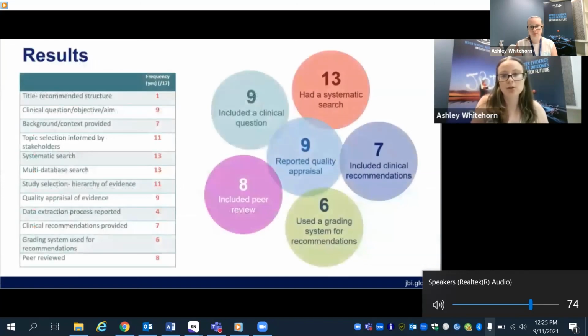So this slide shows key methodological components of the 17 articles that had both methodology and product. From these you can see that the majority did have a systematic search. Around half did include a clinical question and reported quality appraisal of the included evidence, while less than half provided clinical recommendations, but of the 7 that did provide recommendations, 6 of them reported using some kind of rating system.